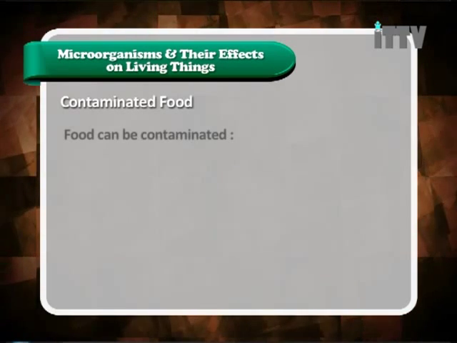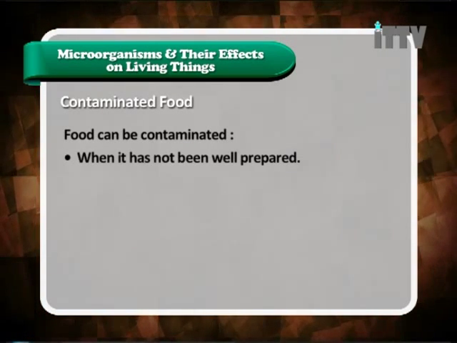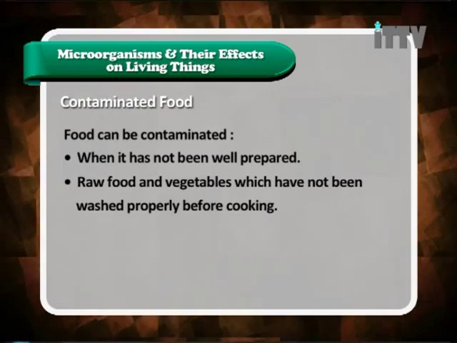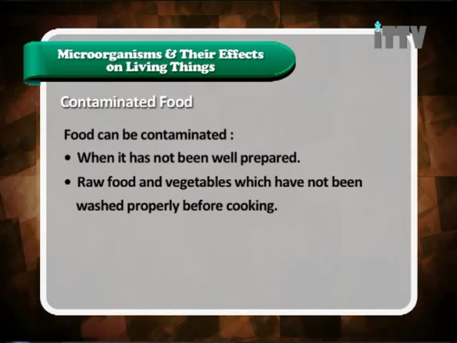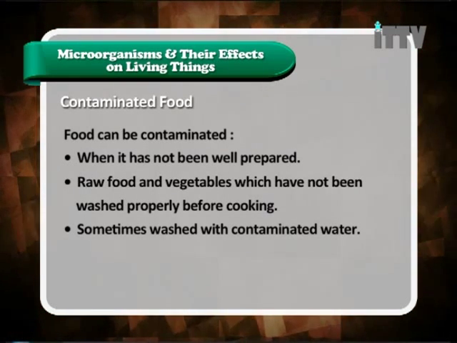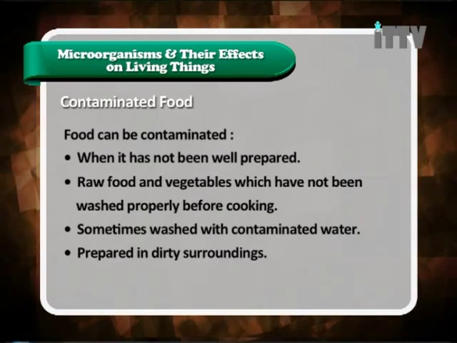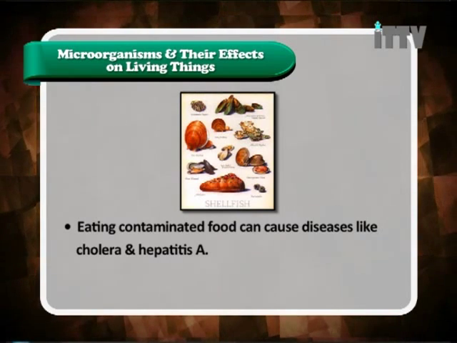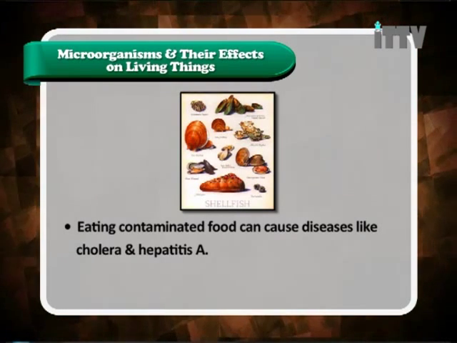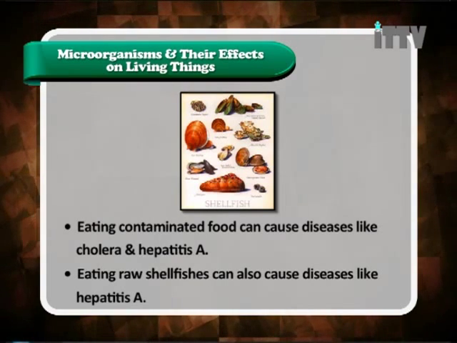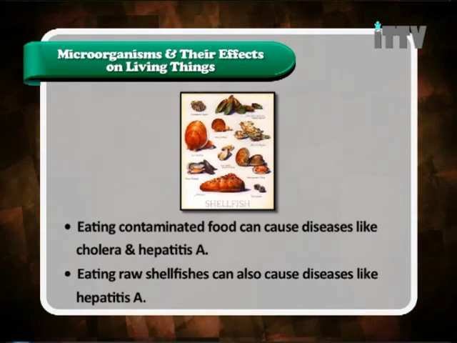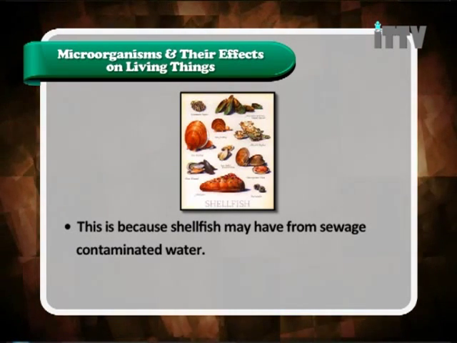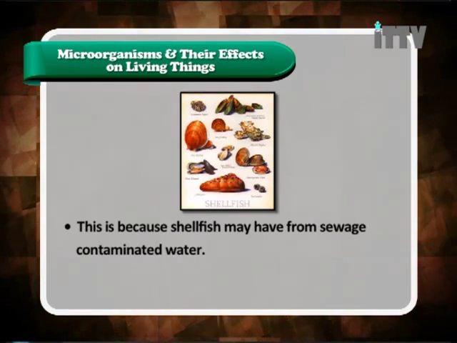Contaminated food. Food can be contaminated when it has not been well prepared. Raw food and vegetables which have not been washed properly before cooking, sometimes washed with contaminated water, and prepared in dirty surroundings. Eating contaminated food can cause diseases like cholera and hepatitis A. Eating raw shellfish can also cause diseases like hepatitis A. This is because shellfish may come from sewage contaminated water.